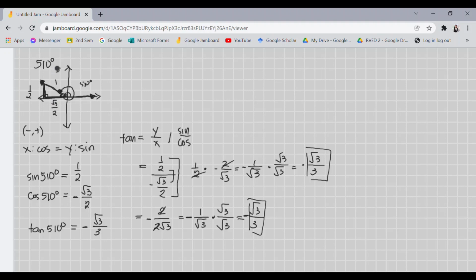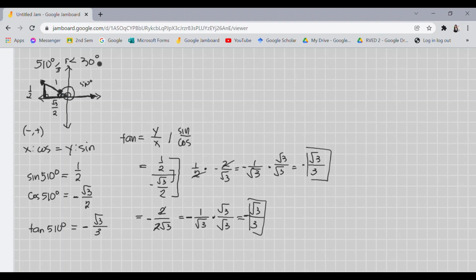So, we have 510. I forgot to mention that 510 has a reference angle of 30. Okay, ito yon. This is your reference angle, 30. I'm sorry, I forgot about that. That is important. You have to identify first, ano bang reference angle ng given angle na ito. Can I apply here the 30, 60, 90 triangle?